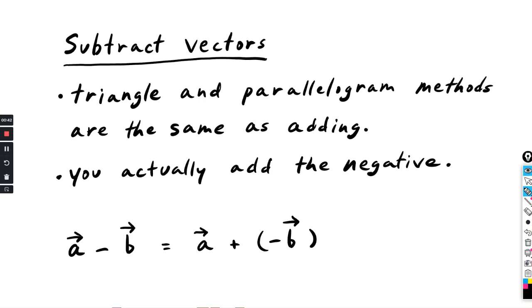So for subtracting vectors, the triangle and parallelogram methods are the same as adding. Okay, so we're going to go over that in a moment. And what you're actually doing, you actually add the negative. So if you want to subtract vector B from vector A, what you're really doing when you use these graphical methods is that you're adding the negative version of the vector. So vector A minus B is equivalent to A plus negative B.